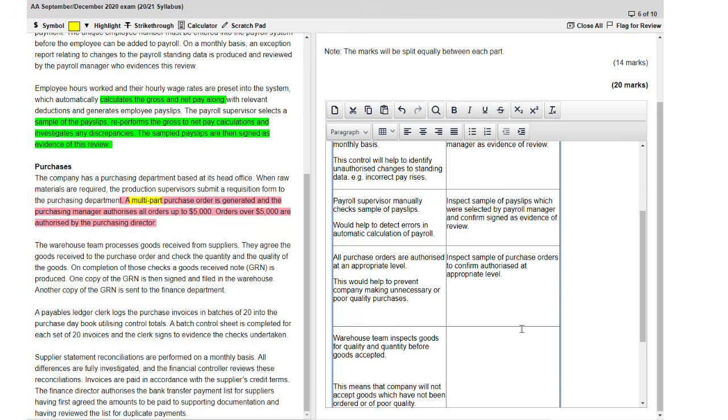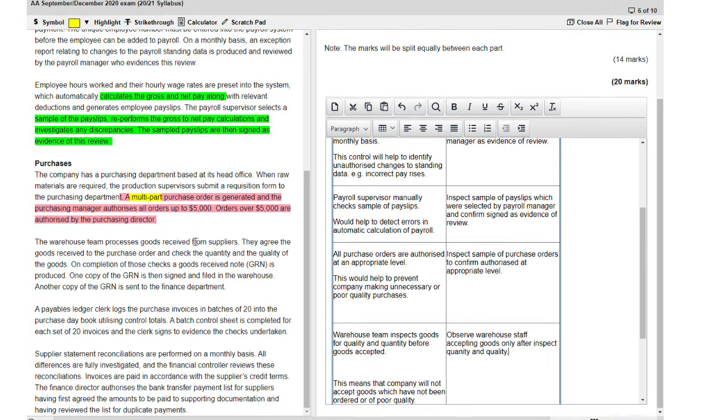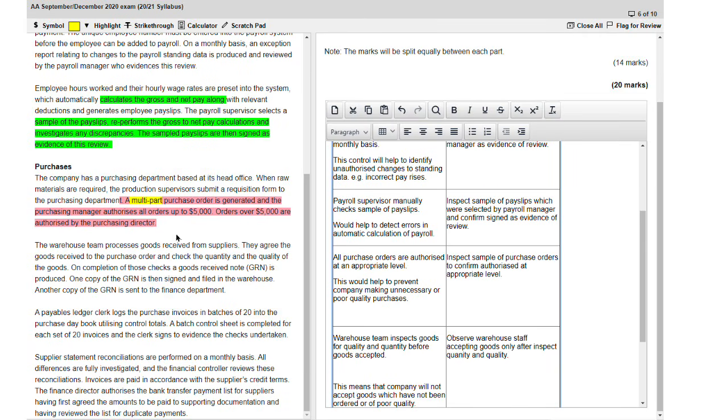So back over here, I'll put observe warehouse staff. You don't really have to disguise yourself as a tree. Observe warehouse staff again, accepting goods only after inspecting quantity, which they would agree back to the purchase order, and quality. When they actually accept the GRN, presumably they sign it in some way, so you could always say inspect sample of GRNs. If it doesn't mention signing, you can gamble on it just to confirm whether or not the goods received note has been signed off as evidence of the review. That's a possibility as well.